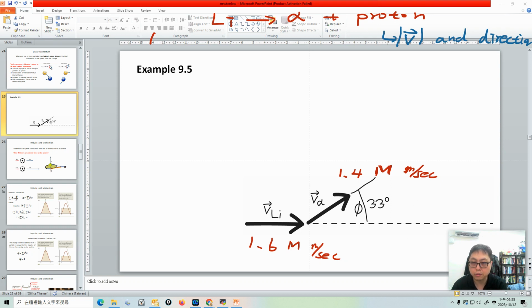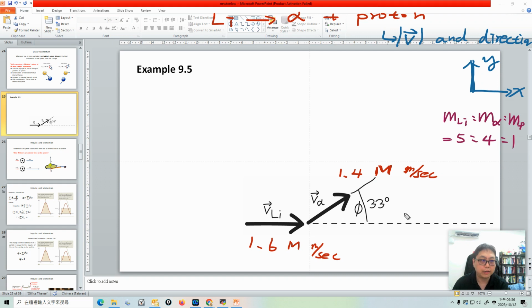So we set the coordinates like this. This is the x direction, this is the y direction. I forgot the last piece of information, which is the mass. The mass of Li to the mass of alpha to the mass of proton is 5 to 4 to 1. With this information we can start to calculate and find the final velocity of the proton and its direction.